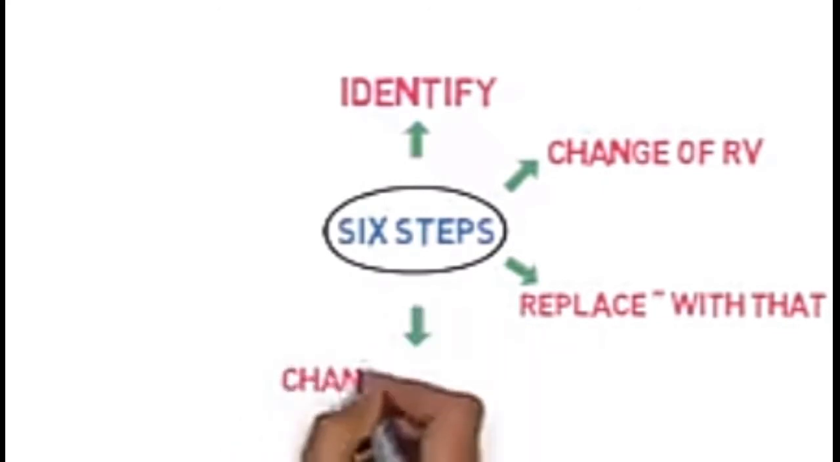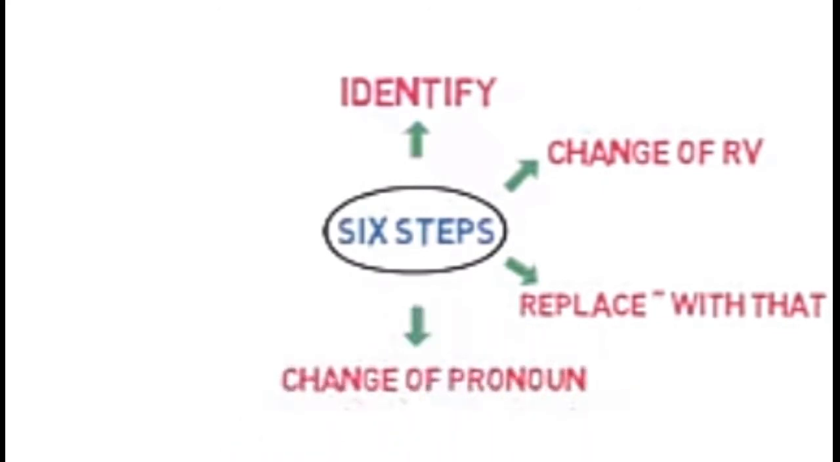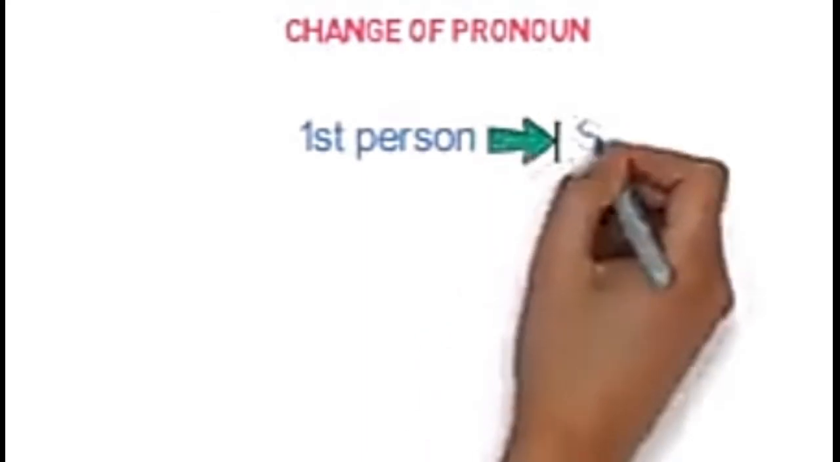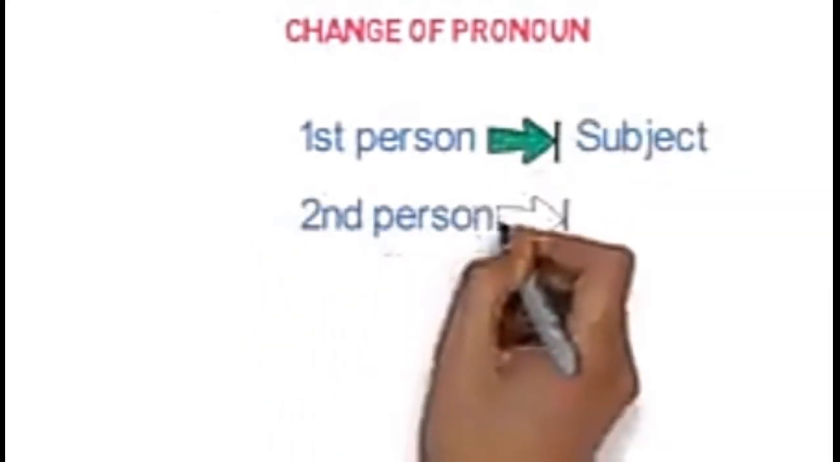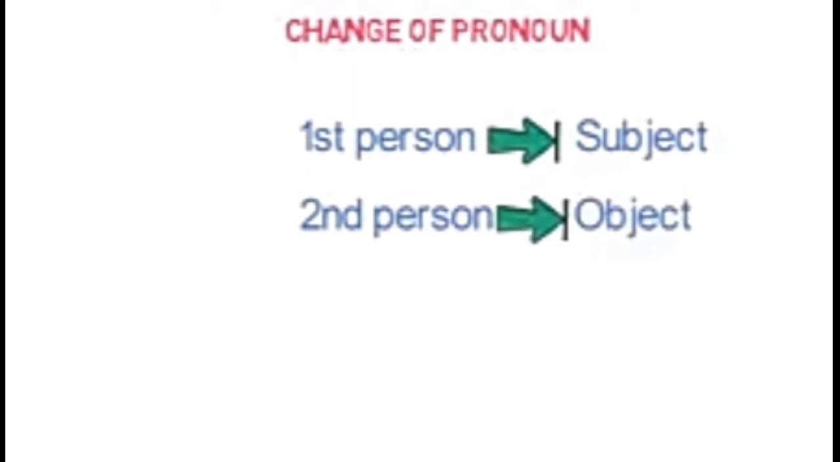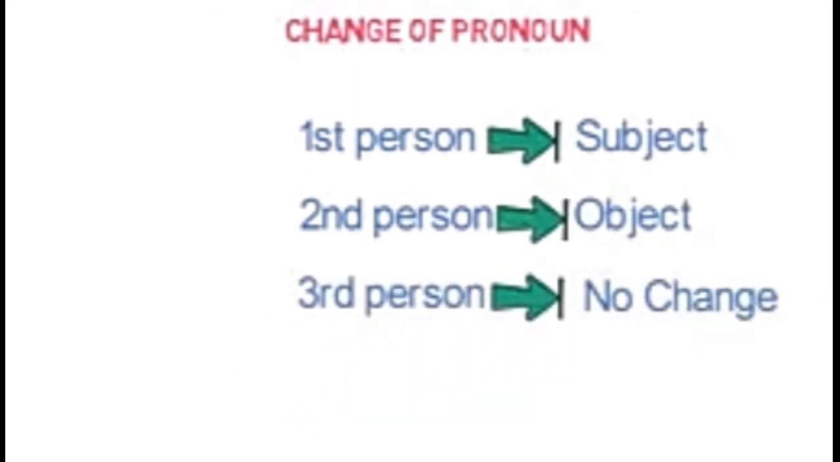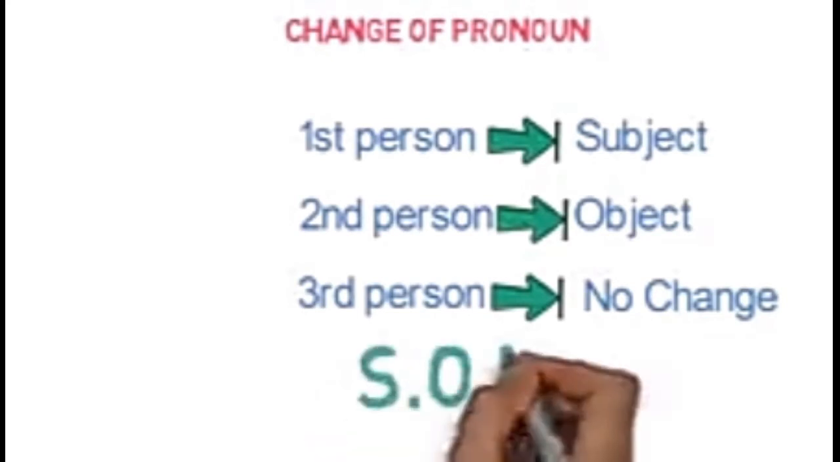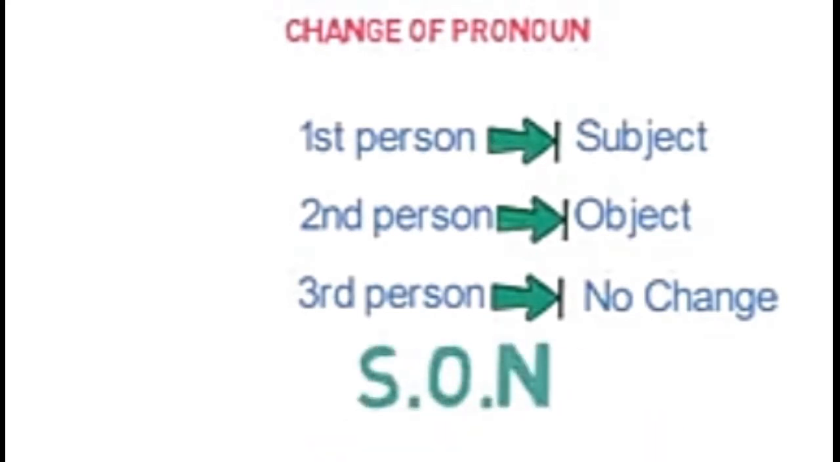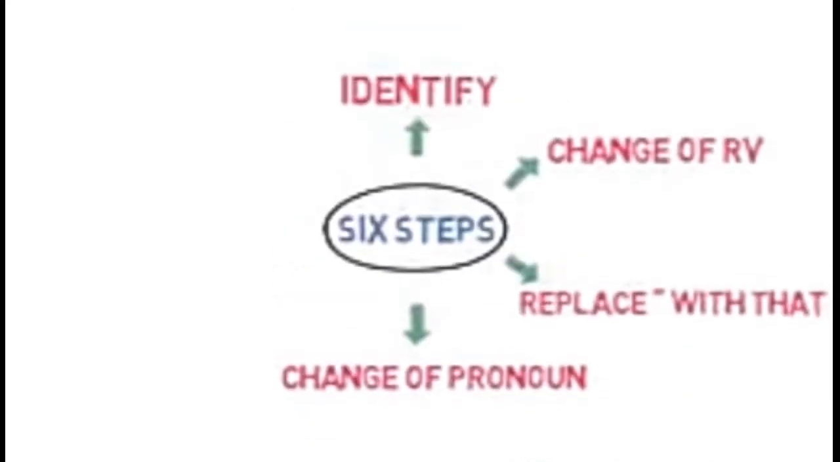The fourth step is the change of pronoun. Pronouns that we identified in the first step in the reported speech will be changed as below. First person will be decided as per subject. Second person will be decided as per object. And third person will remain unchanged. You can remember this change with an acronym SON. Please remember the changes of pronouns properly. First person will be converted to subject, second person will be converted to object, and third person will remain unchanged.